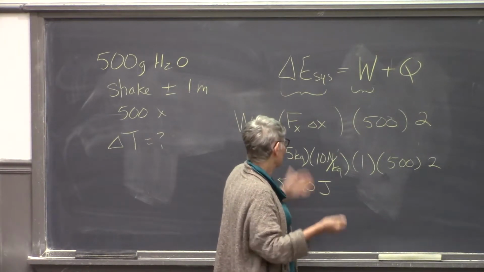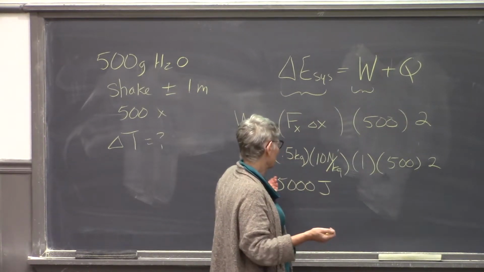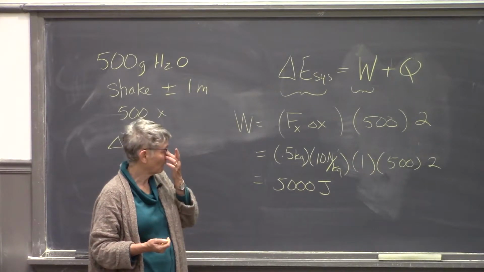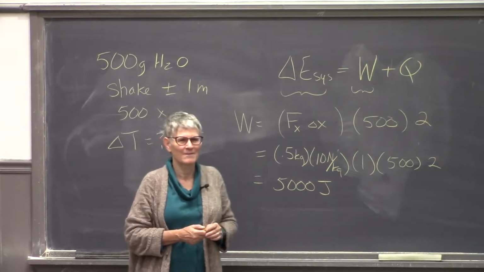Like 0.5 times 2 is 1, so they cancel each other out. I think it's 7. Yeah, you're right. 5,000. Yeah, it's 5,000. What's this for? 1,000 times 10 is 5. Thank you.